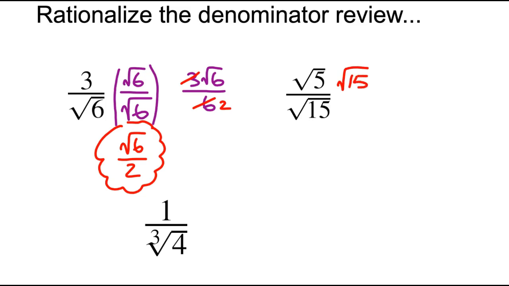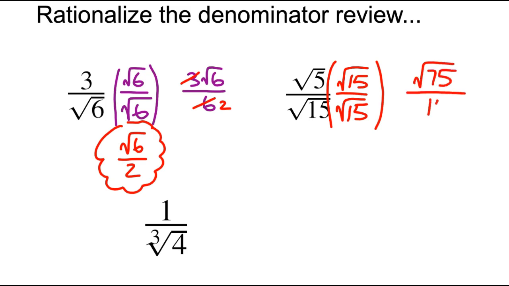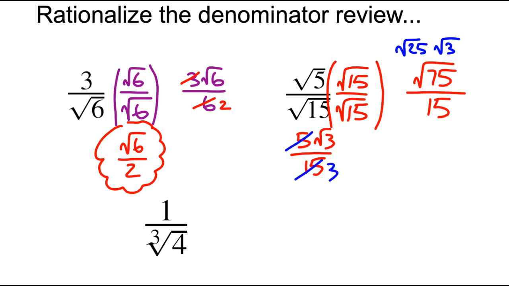This is root 15 over root 15. There's another way you could do it too. You could factor root 5 and root 3 and cancel root 5s, but it's not too big to deal with, so I'm just going to go this route. Root 75 over 15. Root 75 has a 25 in it, so it's root 25, root 3. That's going to be 5 root 3 over 15, and guess what's going to cancel out here? The 5 and the 15, leaving a 3. Final answer is going to be root 3 over 3.